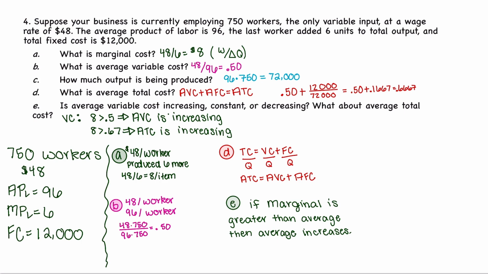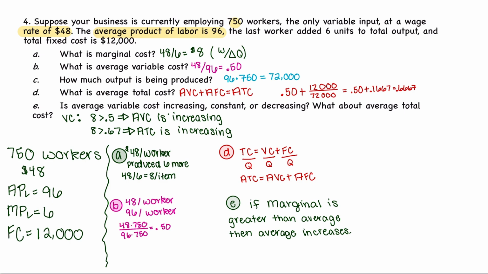What is the average variable cost? This is our variable cost divided by our product of labor. So 48 divided by 96. So our wage divided by our average product of labor to get our 0.5. How much output is being produced? So we are going to multiply the average product of labor by our number of workers. So 96 times 750 gives us 72,000.